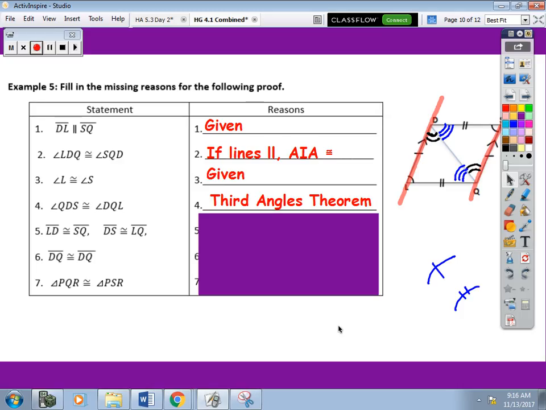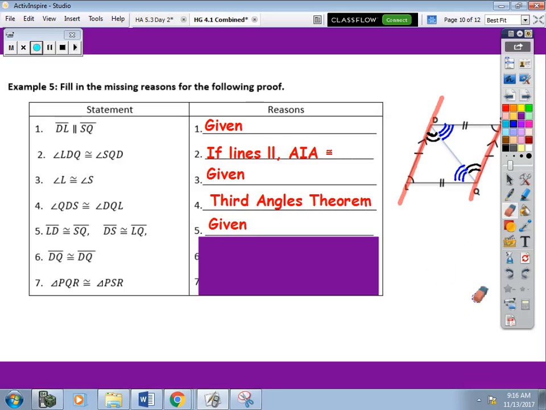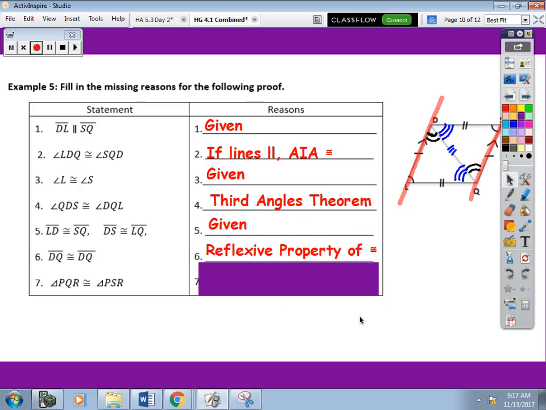All right, next, segment LD is congruent to segment SQ. There was a marking on my picture, and DS is congruent to LQ, so that was given to me in the picture. Last one says segment DQ is congruent to segment DQ. Why is that? DQ is congruent to itself. Justin? Reflexive property of congruence, technically. Very nice. So now we have proven that all the corresponding sides are congruent to all the corresponding sides, all the angles to all the angles.